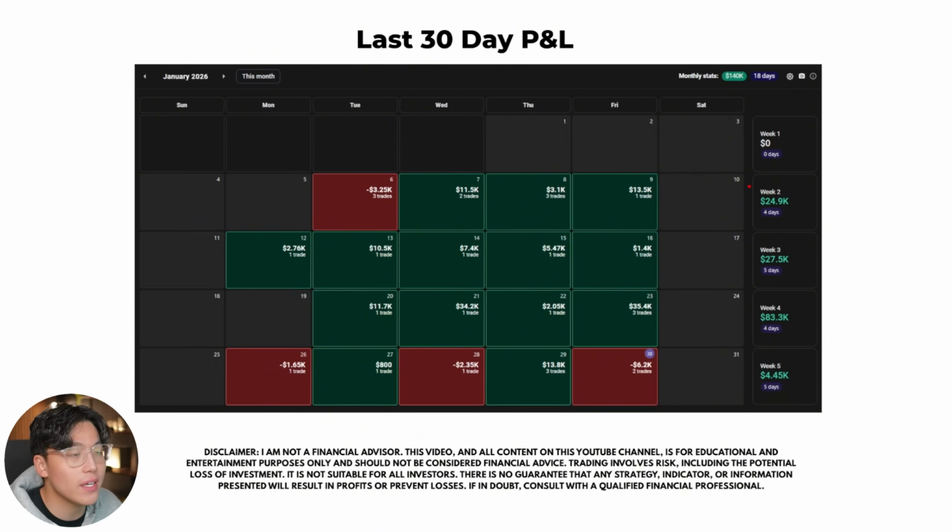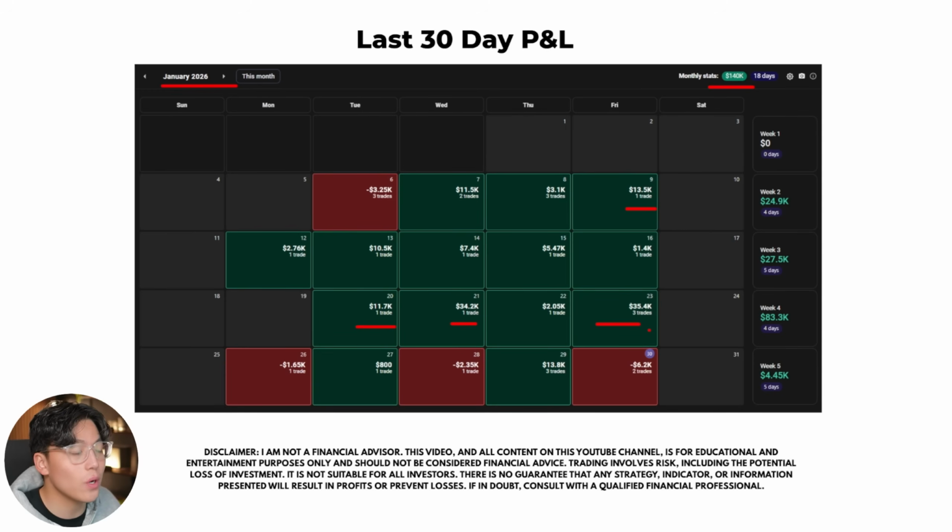And as you can see right here, this is my P&L statistics for the last 30 days for the month of January. And this was my personal biggest month of my trading career. As you can see, I made over $140,000. And the majority of the big winners, as you can see, were primarily based off of what I'm about to talk about, which is top-down analysis and understanding the higher time frames.